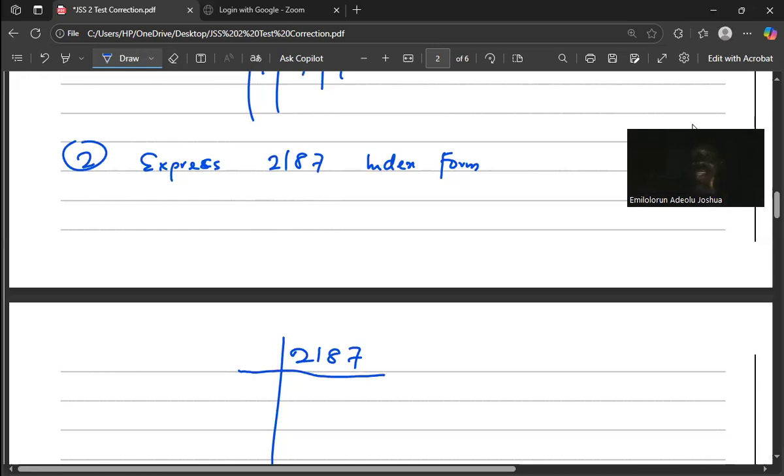That number looks like a number that can be divided by 3. It can't be divided by 2. So let's quickly see. Can 81 divide it? Does it divide 87? No. It cannot be divided by 3. In 2187, no, it can't be divided by 3. So what do we do? 27.